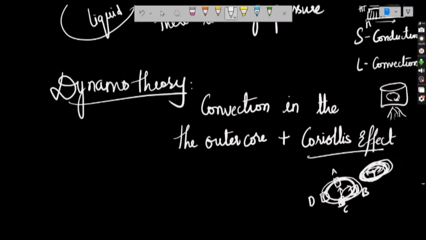it will be reaching B, right? It will be going in this direction because it is rotating in the clockwise. If it is rotating anti-clockwise, it will go like this. This is called the Coriolis effect. So convection in the outer core and the Coriolis effect are the reasons for Earth's magnetic field. The most important thing to remember, right?